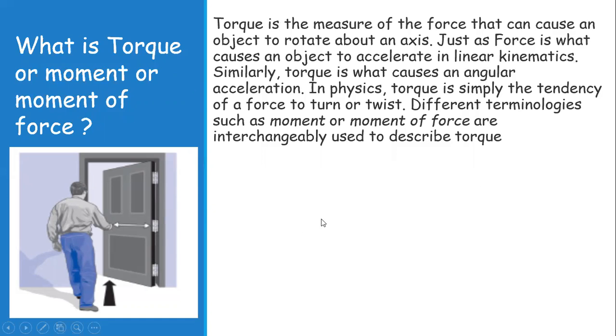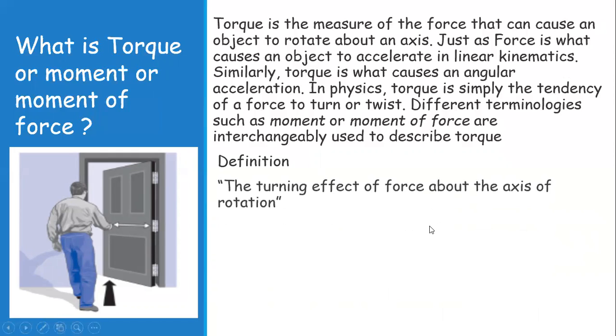Just as a force causes an object to accelerate in linear kinematics, torque causes an angular acceleration in the body. In physics, torque is simply the tendency of a force to turn or twist. As you can see, different terminologies are used. So the proper definition of torque is the turning effect of force about the axis of rotation. Here the hinges are the axis of rotation, and in different objects the axis of rotation is different. We are going to see that in different objects.